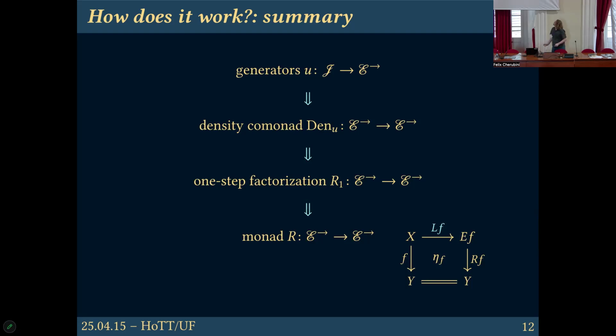So summarizing what just happened, we started from the generators, we built this density comonad thing, we use that to define the one-step factorization system, and then we iterate the one-step factorization system in a good way to build this monad R. And the unit of that monad R contains this left part of the factorization system, which is actually what I'm interested in.